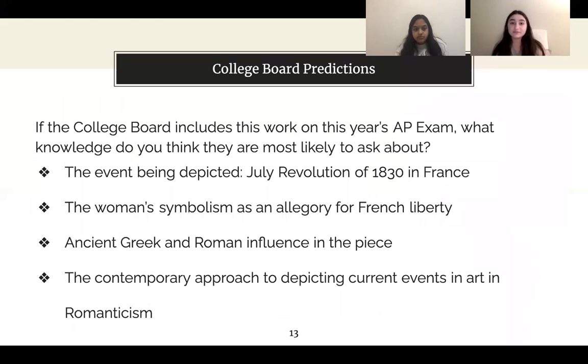I think if College Board includes this work on the AP exam, you would need to know what event is being depicted in the painting, which is the July Revolution of 1830. You need to know the woman's symbolism as an allegory for French liberty, the ancient Greek and Roman influence present in the piece, and the contemporary approach to depicting current events in art that defined Romanticism.